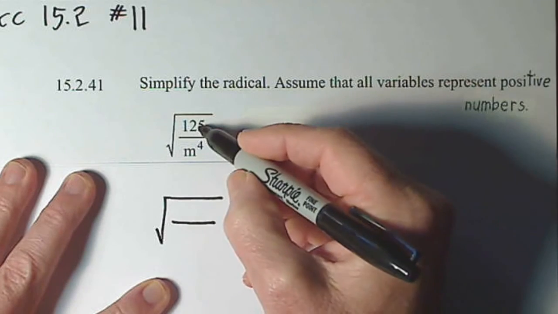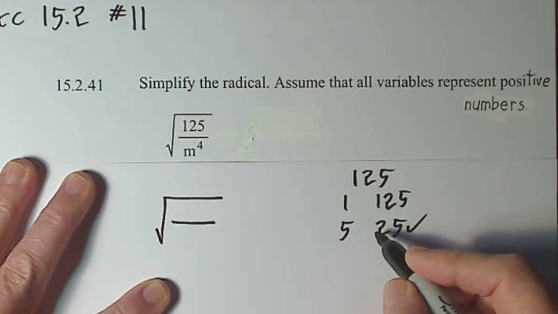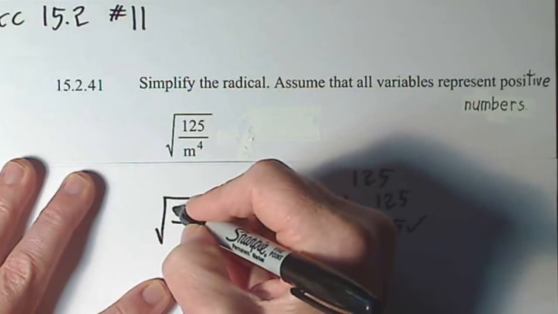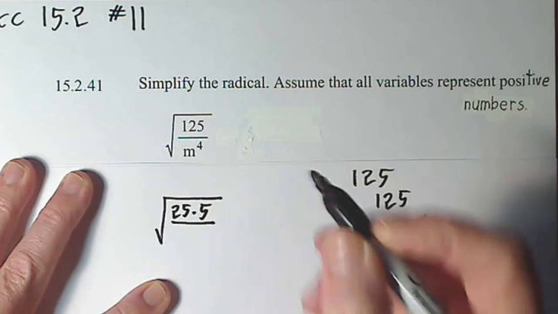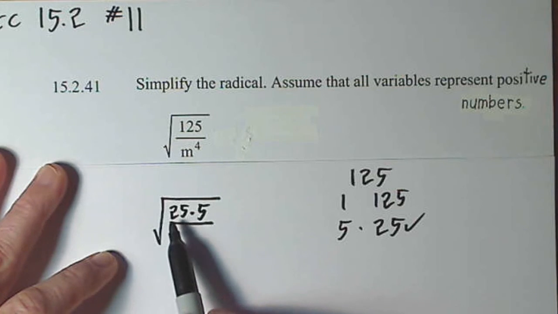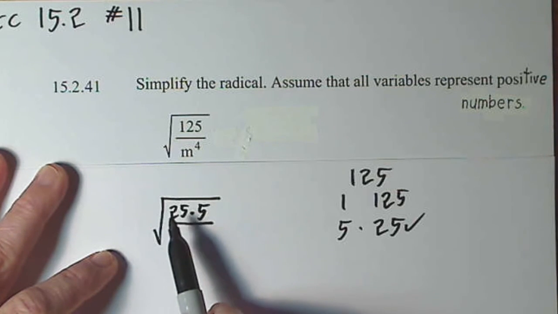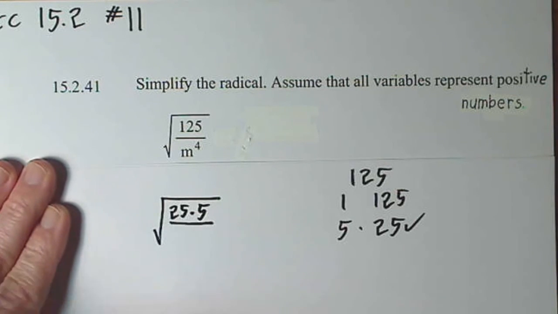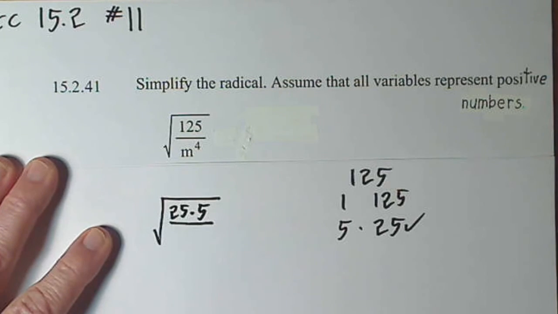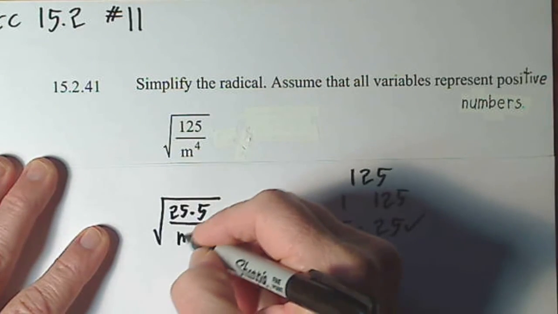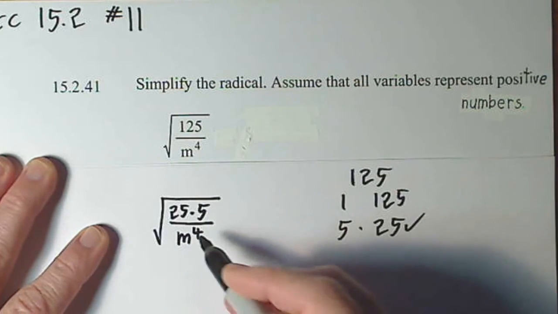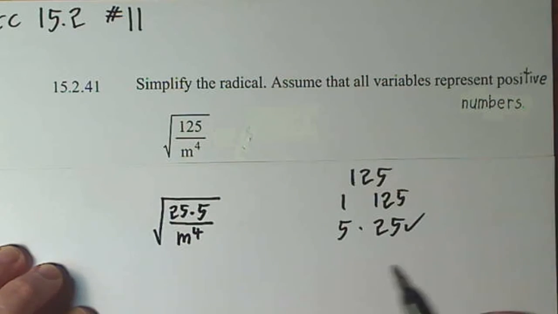So I'm going to rewrite 125 as 25 times 5. Okay. And I could just as well have written 5 times 25. I just tend to put my perfect squares as if they're almost out of the radical. And m to the fourth, well, I'm just going to leave that m to the fourth, because that's an even number exponent.